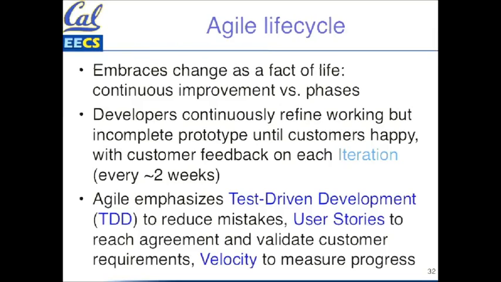To reduce mistakes, there are user stories. We're going to talk about user stories later in the semester, but basically you talk to the customer and you ask, what do you want to happen with the software, and that is going to be the requirements. And there's a thing called velocity, where you measure how fast your team completes user stories, and so you're going to self-monitor. Those are the principles.